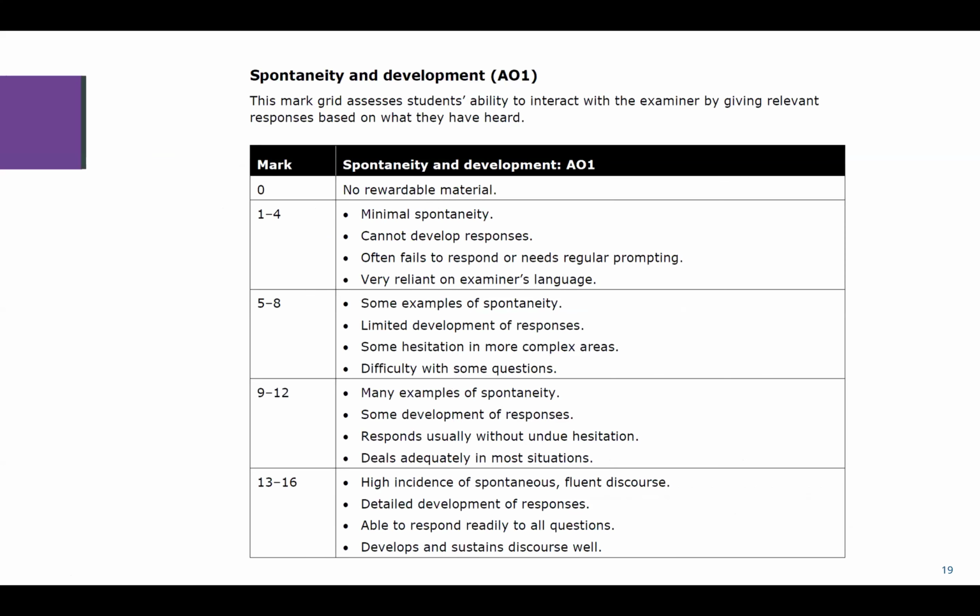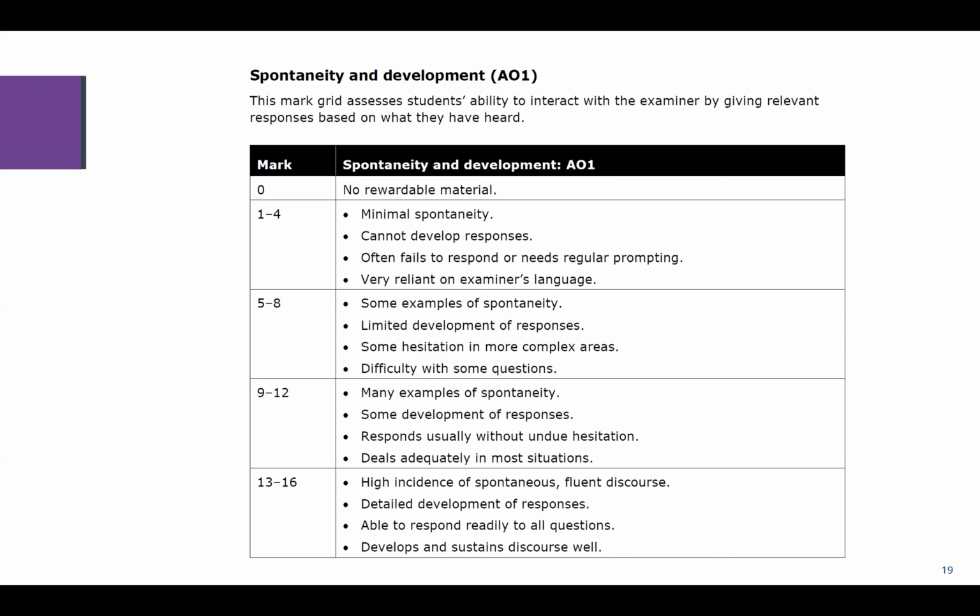And then we have a grid which is the spontaneity and development, which carries actually quite a lot of marks, as you can see. They've got up to 16. This is all in the specification, by the way. I just thought it would be easier to pop it in the slide, but it's on page 18 of the spec if you want to read it.